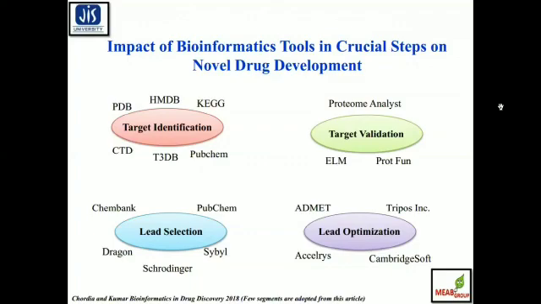Now, number one, these are the different software tools involved in target identification, like PDB, HMDB, KEGG, PubChem, T3DB, and CTD. These are involved in target selection. Secondly, for target validation, the most important bioinformatic tools are Proteome Analyst, ELM, and ProtFun. For lead selection, ChemBank, PubChem, SciFinder, Schrodinger, and Dragon can be useful tools. Finally, lead optimization can be carried out by using different bioinformatic tools like ADMET, Tripos, and other similar tools.